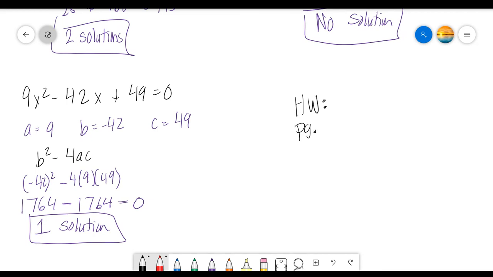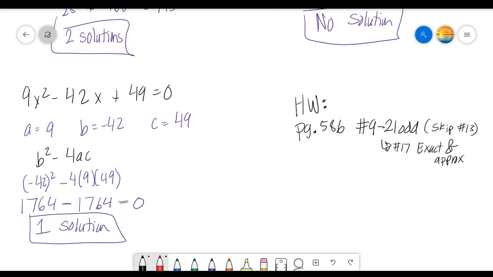So it's going to be on page 586. You're going to do numbers 9 through 21 odd, but you're going to skip number 13 because that's what you did yesterday. All right? On number 17, oopsies, you're going to give both the exact and approximate answers. All right, then you're also going to do numbers 22, 29 through 34, numbers 41 and 42.